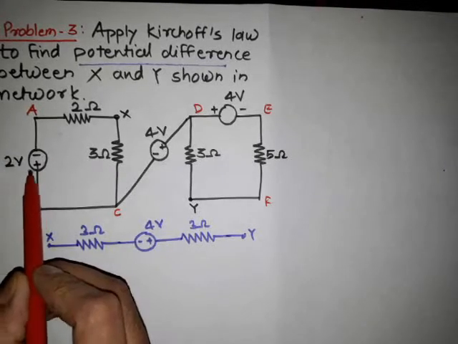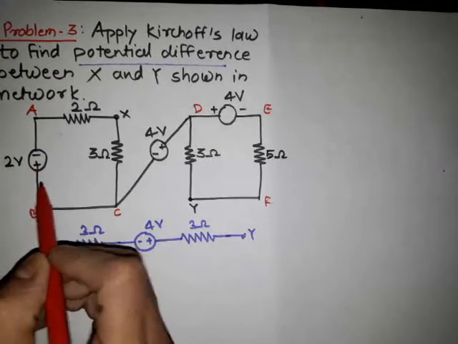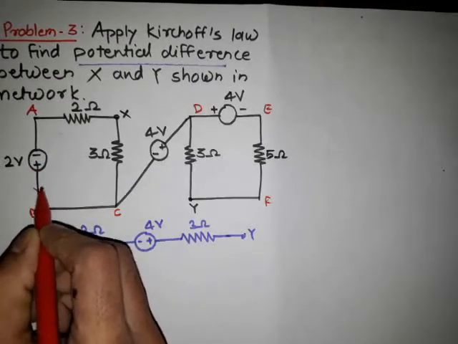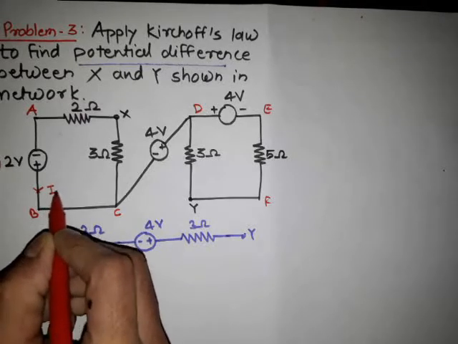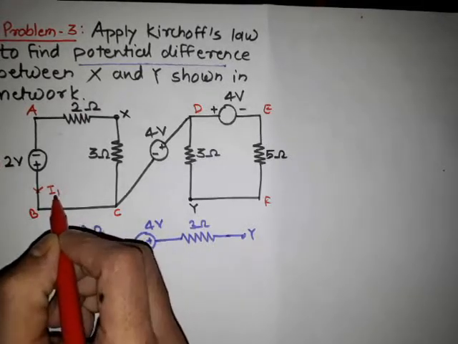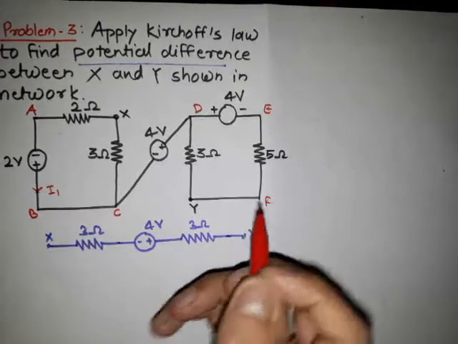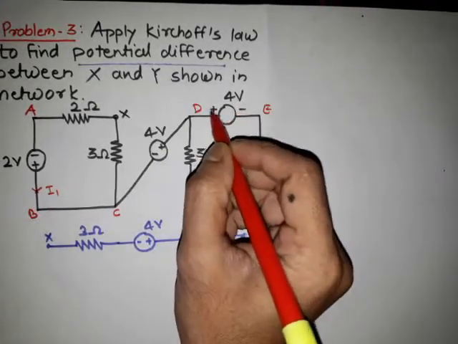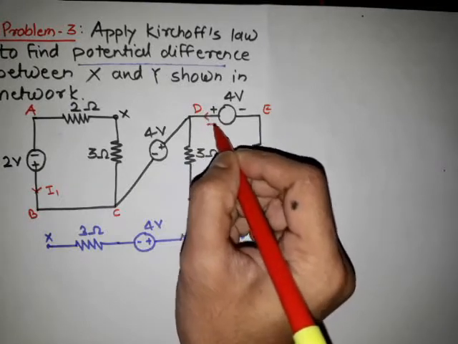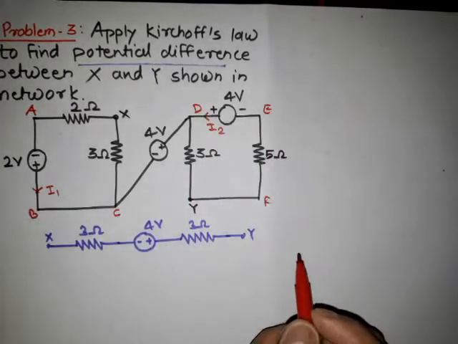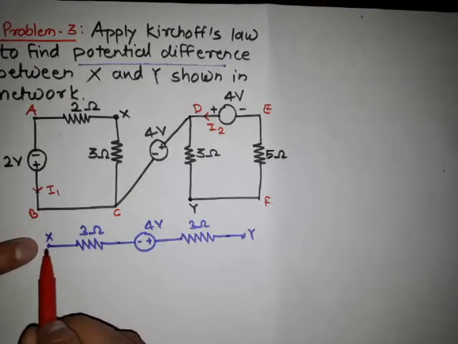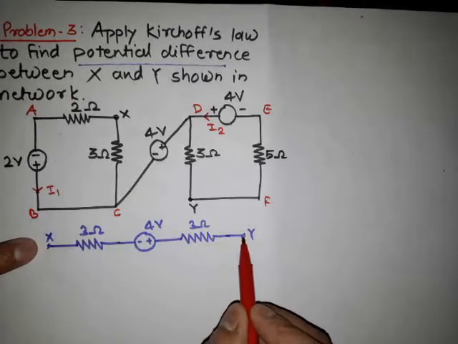Suppose this is the 2 volt source and this is the positive terminal, and we know the current flows from the positive terminal. So suppose the current flowing through this voltage source is I1 like this, which is in the anti-clockwise direction, and the current flowing through this 4 volt source or battery is like this. Suppose it is I2.